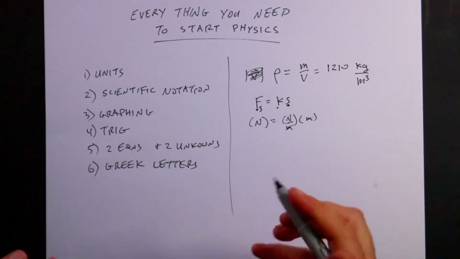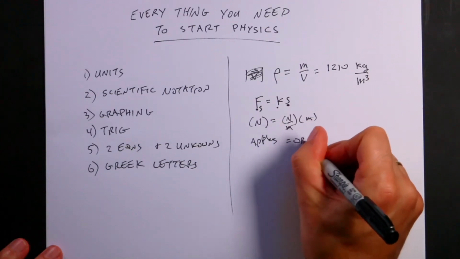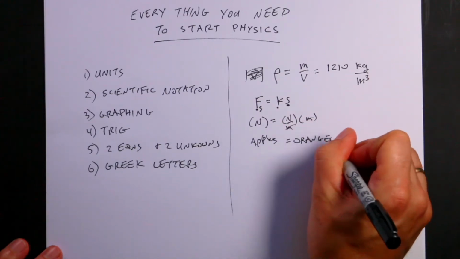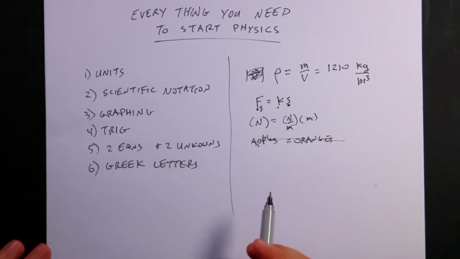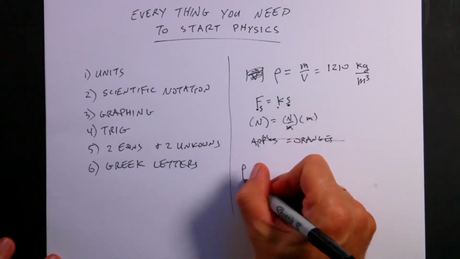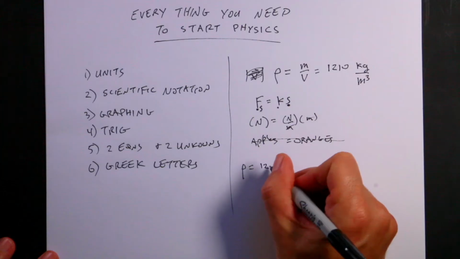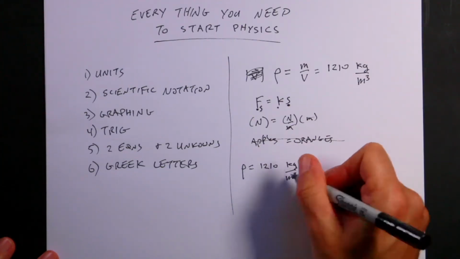You can't have apples equals oranges, right? Because they're different things. So the units have to be the same. So how do you convert units? Let's convert this one. So I'm going to say rho is 1210 kilograms per cubic meter.